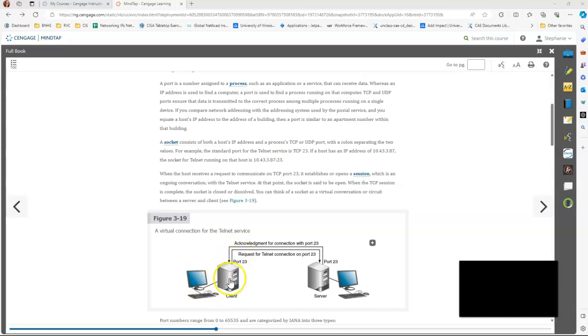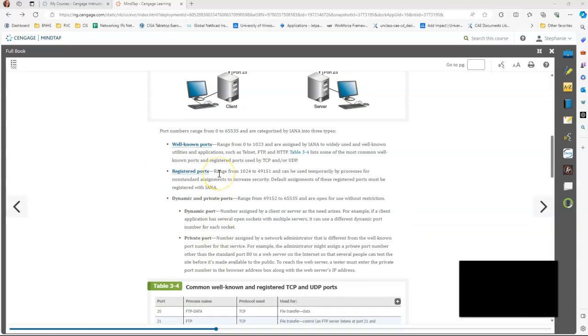When you have your IP address with that port number, it makes the socket. So that socket consists of both the IP address and the service that you're using. For example, here it's 10.43.3.87, and we're using Telnet, a well-known port of 23. We're not going to be using Telnet because it puts everything in plain text, but this is good for example purposes. These two together are a socket. Our port number 23 and our IPv4 address are linked together with a colon in between. Really what it's doing is opening up a virtual connection between the server and the client, and when that session is completed, that socket is closed.